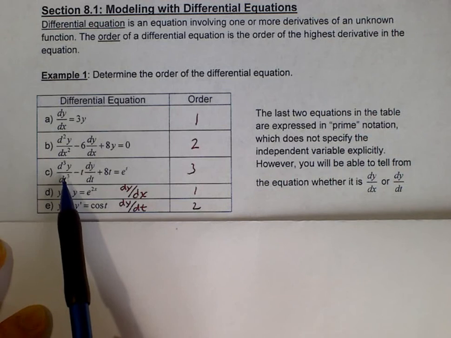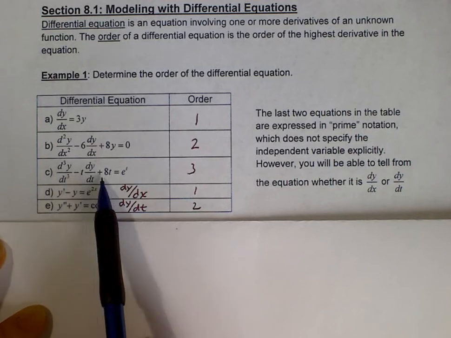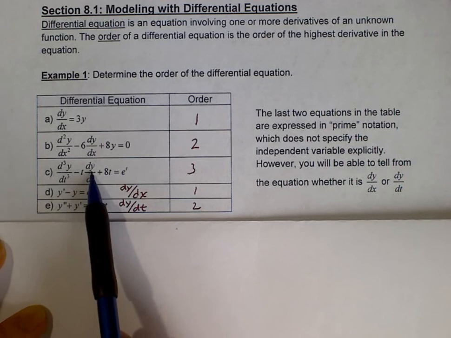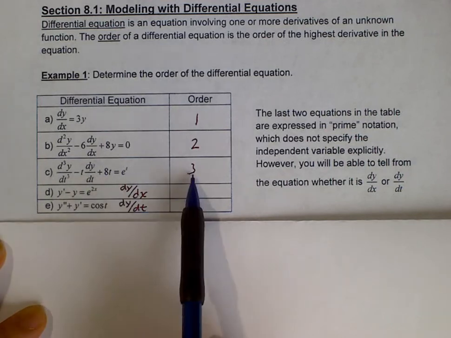And in this one, notice they're using a different variable. So instead of dy/dx, this is dy/dt, but it's a similar concept. So this has the third derivative with the first derivative, and so the order would be 3.